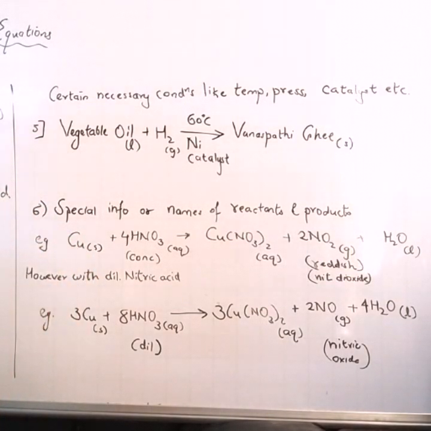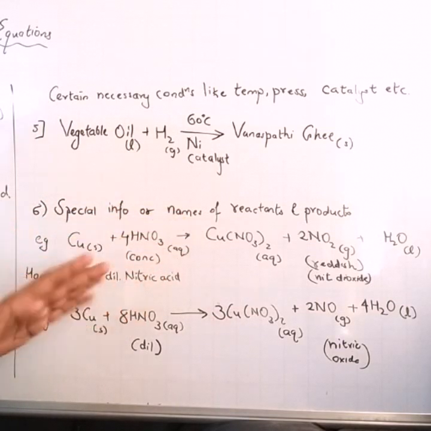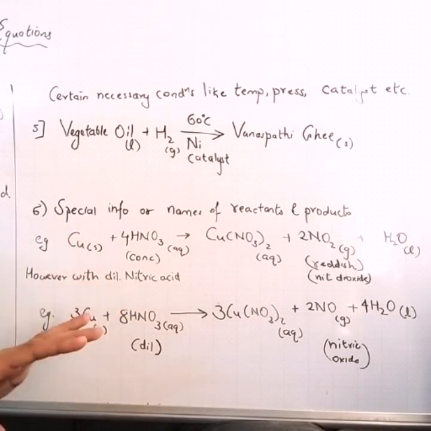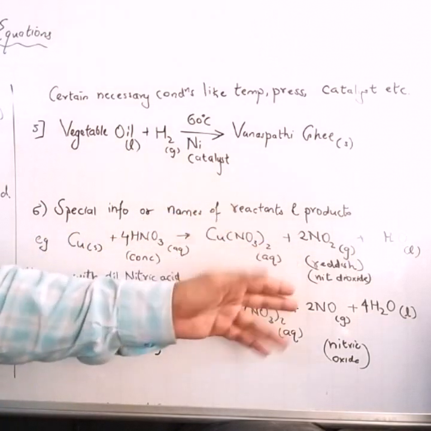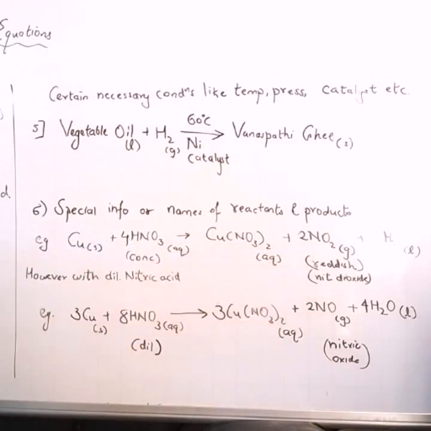Sometimes there is a need to mention the names of the reactants, the concentration, whether it's dilute or concentrated, and also the names of the products. Like here, it is a reddish colored nitrogen dioxide gas, and in this case, it is nitric oxide gas. So these are the steps which are followed while writing a chemical equation. The most important step I will teach you after this, and that is what? Balancing of chemical equation. Okay.